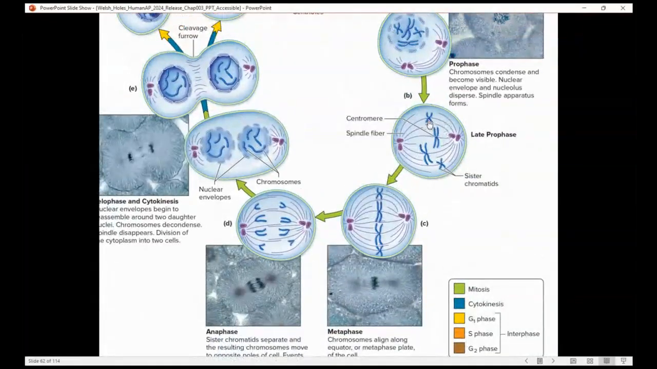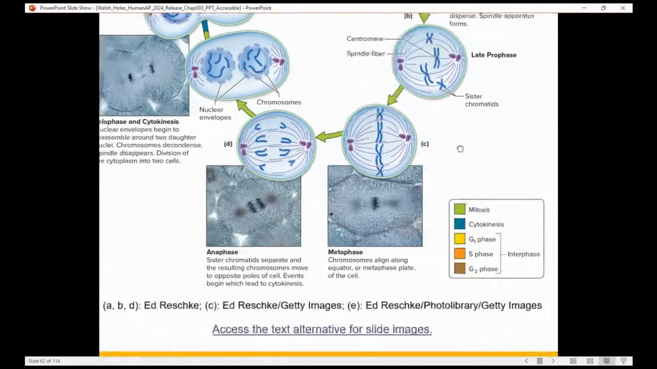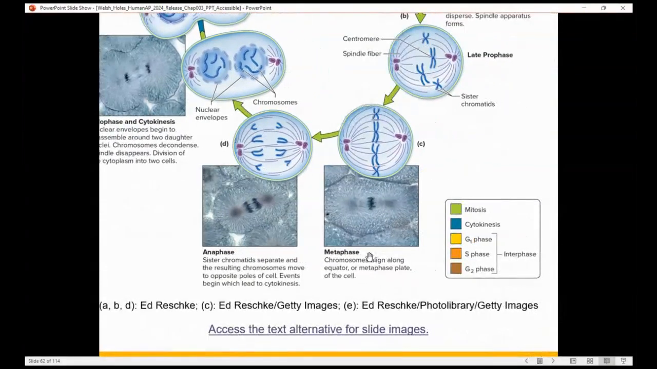Okay, and here's late prophase. So you don't see the nuclear envelope anymore, and the chromosomes are kind of spread out, and the centrioles are totally on opposite sides. The metaphase. I always think of metaphase with the M in front standing for middle, because the chromosomes line up in the middle, and the centrioles, spindles have connected to those chromosomes.